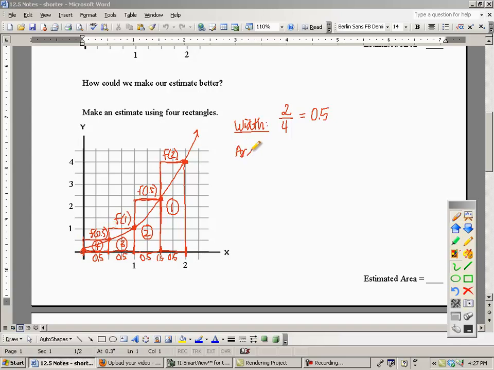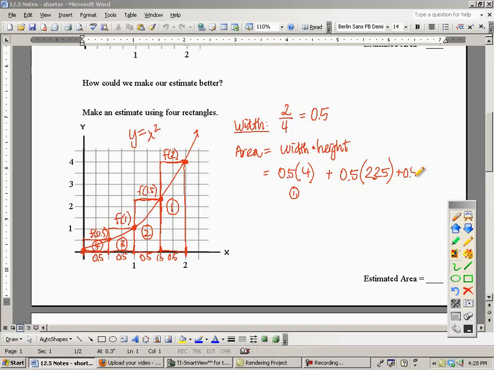Okay, so how do you find the area? In order to find the area, we take the width times each height, and we add them together. I'm going to use width and height because I think that's nicer. So if I do rectangle 1, my width is 0.5, and my height, if I put in 2, again, this function is y equals x squared, so 2 squared is 4, so my height is 4. That's my first rectangle. I do it again for my second rectangle. My width is 0.5, and to get this height, I put in 1.5, and 1.5 squared is 2.25.